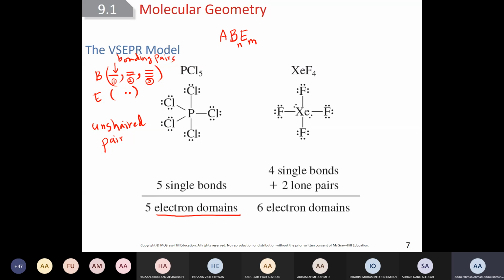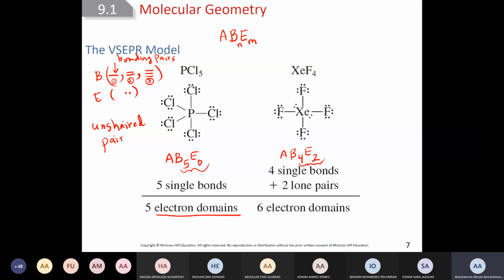For PCl5, if I want to write the short electron domain notation, what is it? AB5E0. Very good. But for XeF4, if I write A for the Xe, how many B's are there? 4. And how many E's? 2. What's the total? 6.